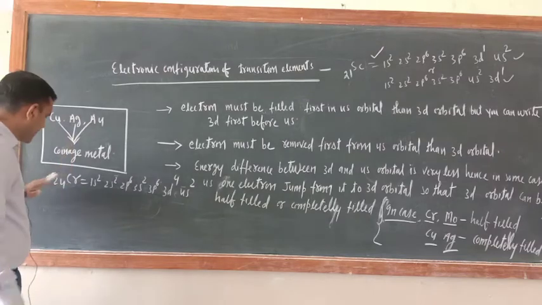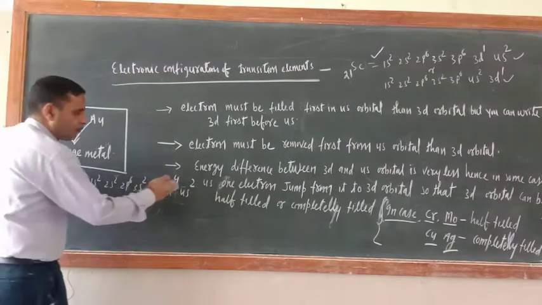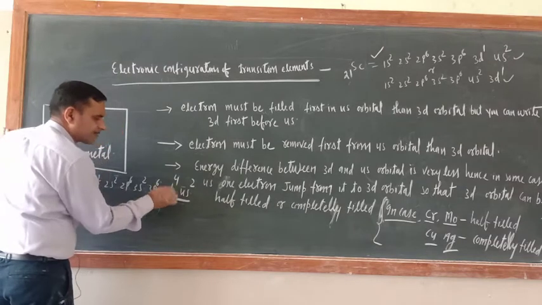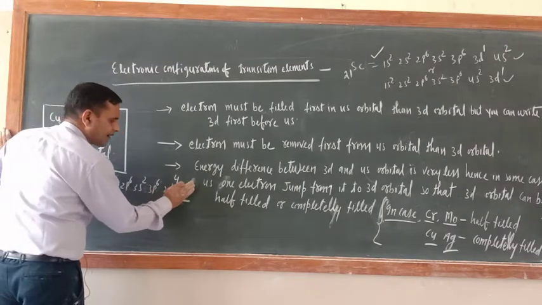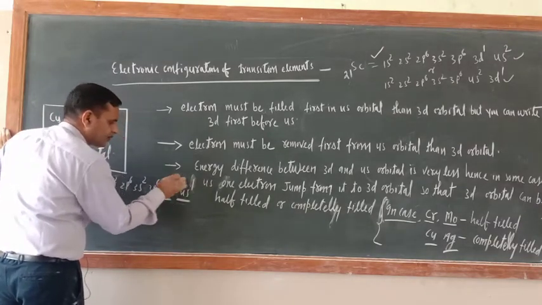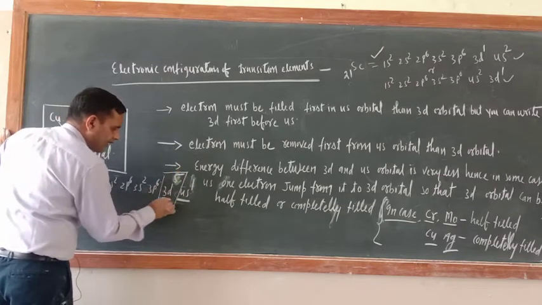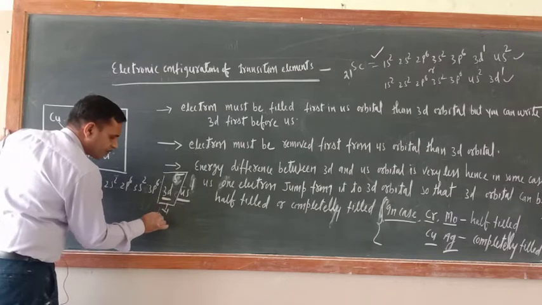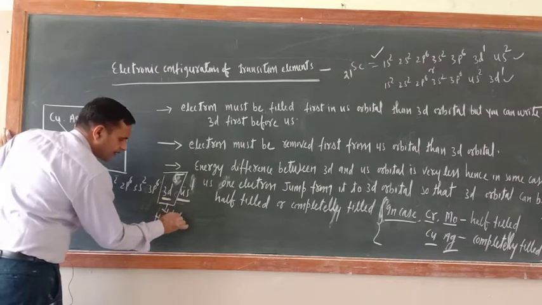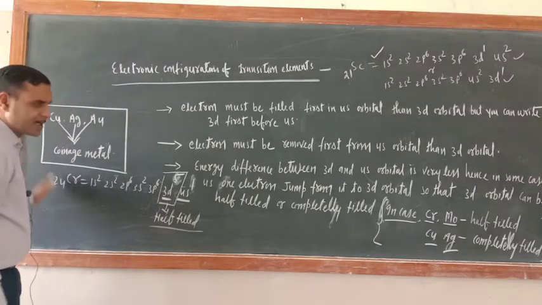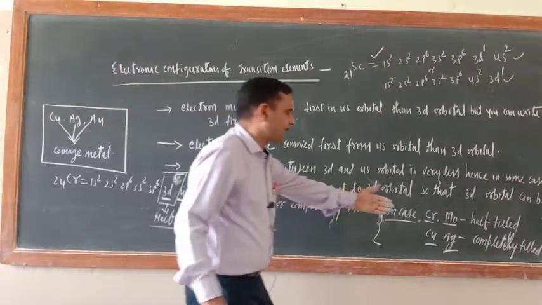But you know what is the actual electronic configuration of chromium? Since the energy difference between 3d and 4s is very less, 1 electron from 4s will jump to 3d. Now 3d5 is half filled. Since it is half filled, it is more stable. The same is the case with molybdenum also.